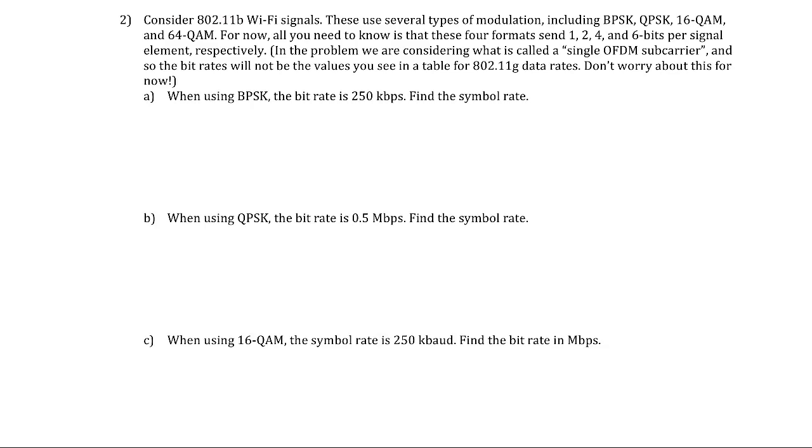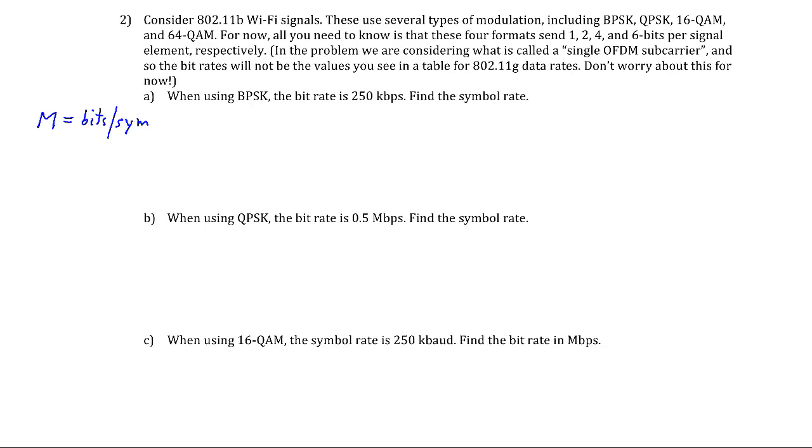This is a realistic problem here. And we don't have to know much about those modulation formats for this problem. All we have to know is that in those four formats, respectively, we've got 1, 2, 4, and 6 bits per signal element. And knowing the definitions that we're using here, we're going to assign that M value is the bits per signal element, or per symbol.